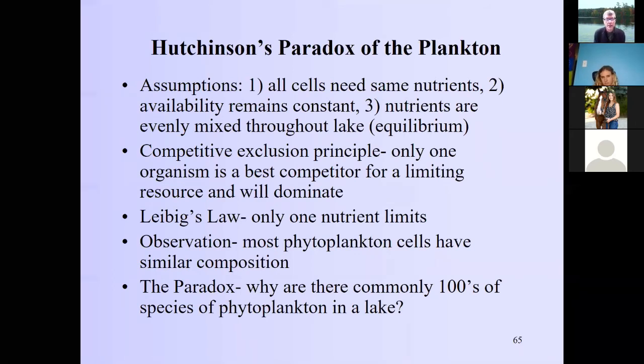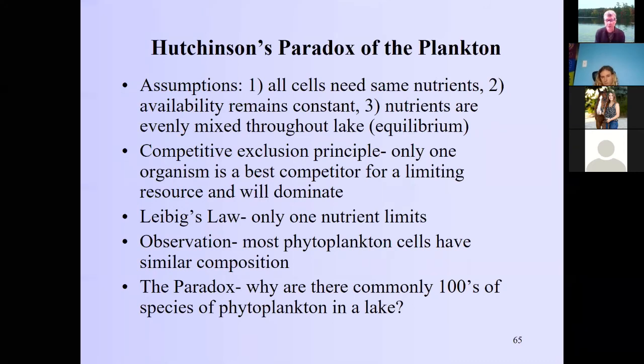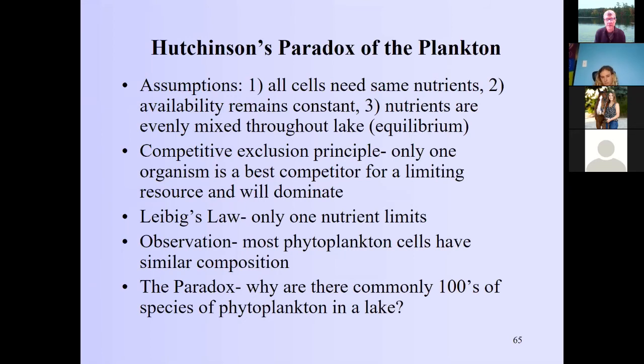So he wrote a paper called The Paradox of the Plankton. And what he said is we have these assumptions. All cells need the same nutrients. So we have that first graph a little while ago, the table where they're in the ratios. Availability of those nutrients remains constant. So the supply is constant and everything is mixed. And he's thinking about lakes here.